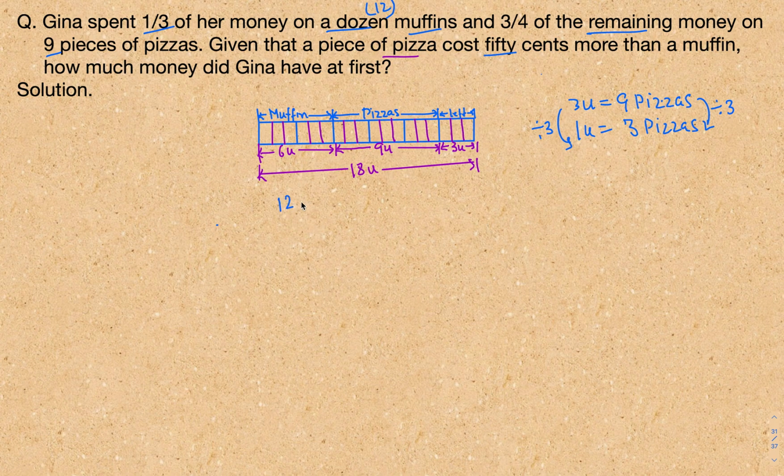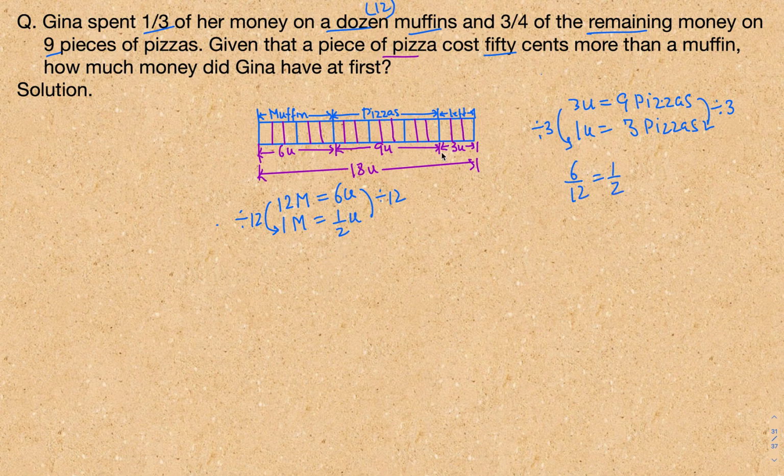So let's represent our muffin as M. So the cost of 12 muffins is how much? It is 6 units. So how much will one muffin be? It will be half a unit. How do I get it? Just divide both sides by 12. You divide 12 by 12, you get 1, and if you divide 6 by 12, you get half. So that's what is written here.